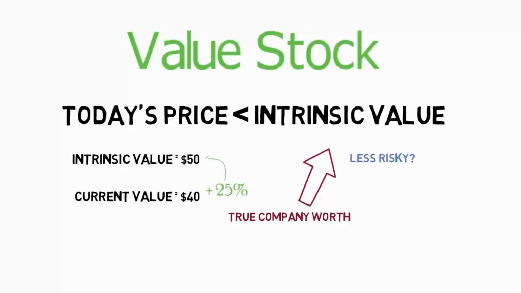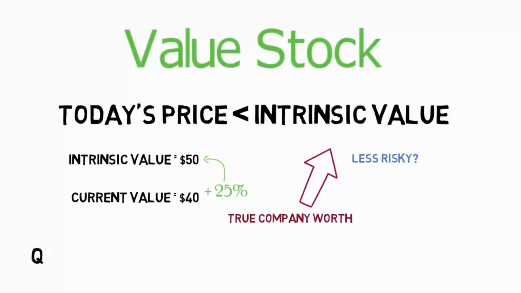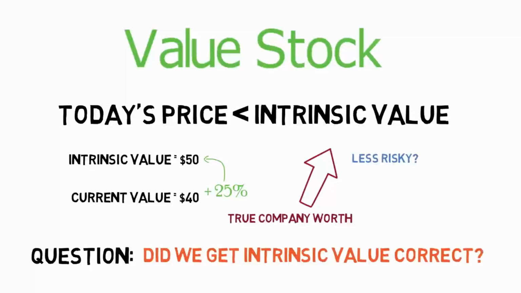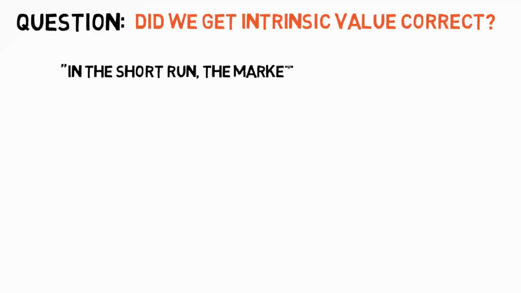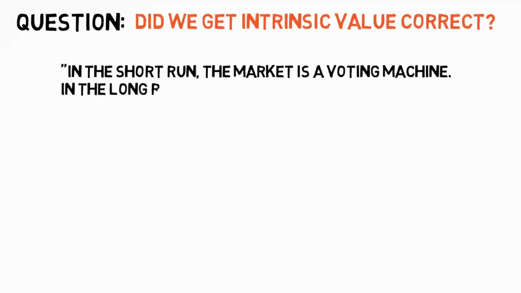Even if the stock were to temporarily fall from the current price of $40, the question for the value investor is, did we properly calculate intrinsic value? If we did, well then we're less concerned about the current price, because as Warren Buffett put it, in the short run, the market is a voting machine, but in the long run, it is a weighing machine.